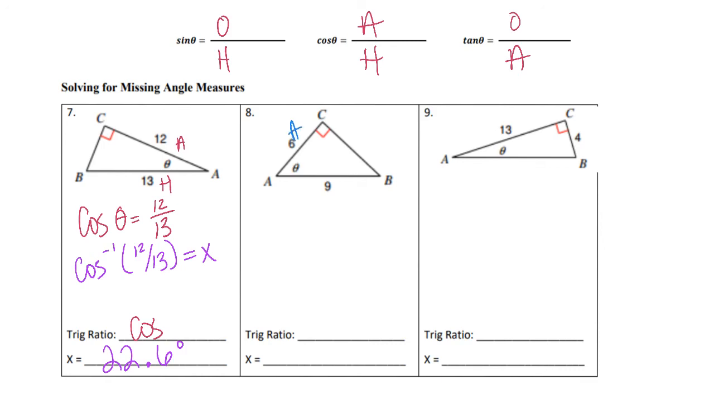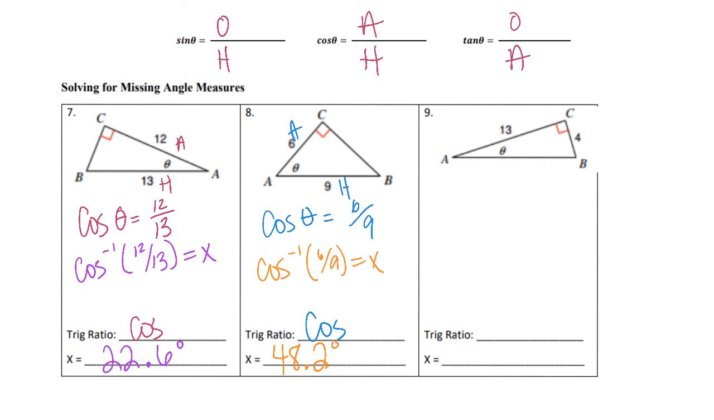So we have the adjacent and we have the hypotenuse, which yet again means we're going to use cosine. And if we're using cosine here, we want to set this up as cosine of theta equals 6 over 9. And then to solve for that, we rewrite this as cosine inverse of 6 over 9. And that's going to give me my x value. Type that in my calculator, and then I get 48.2 degrees. And that's it.